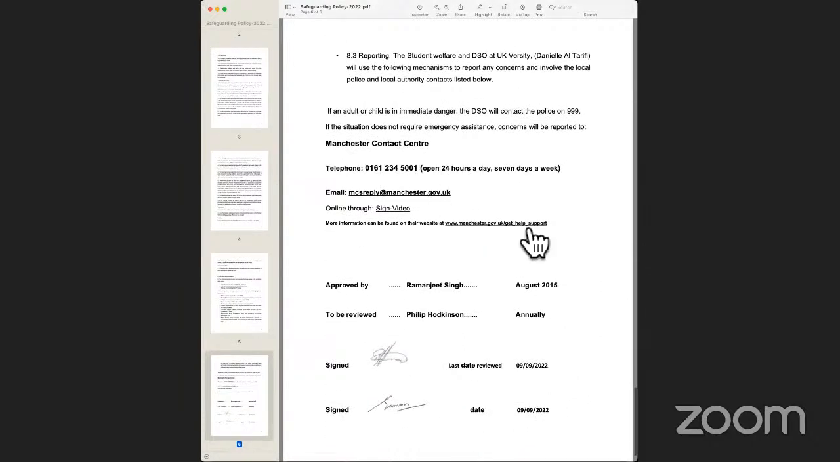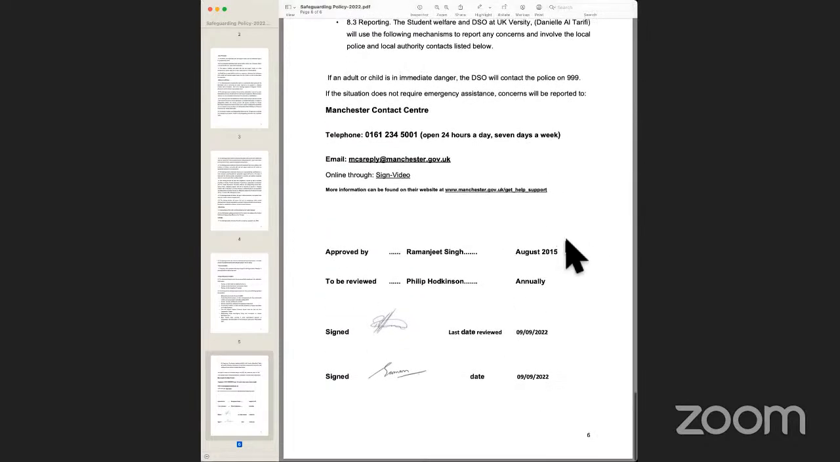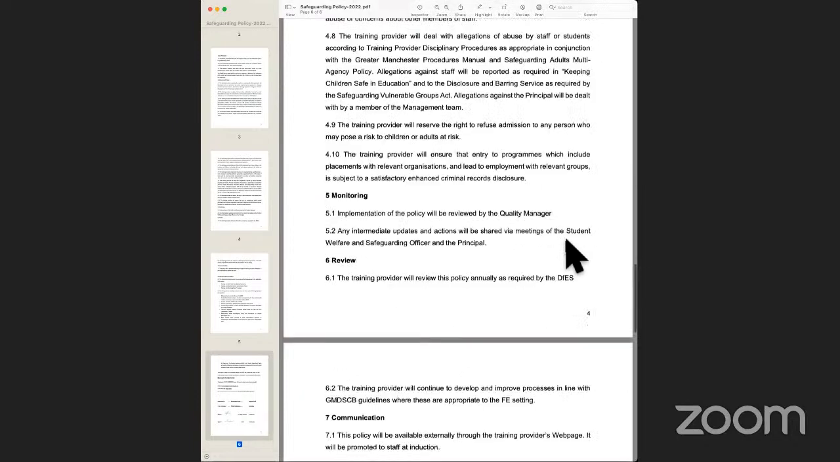And obviously, details of who is to be invoked or informed if signs of abuse, neglect, or harm are detected, who needs to be informed, what the decision is, and what the process going forward is, are clearly documented in this particular policy.